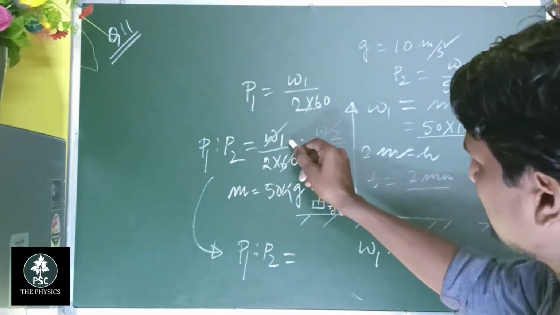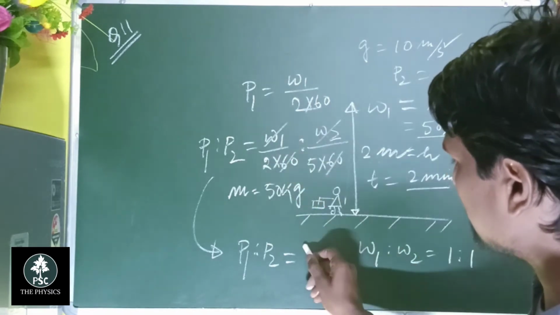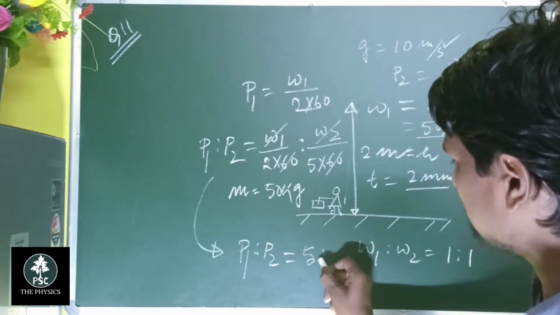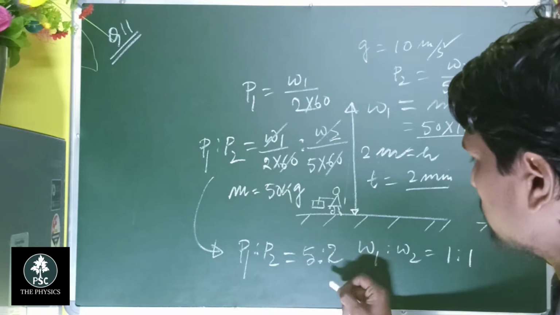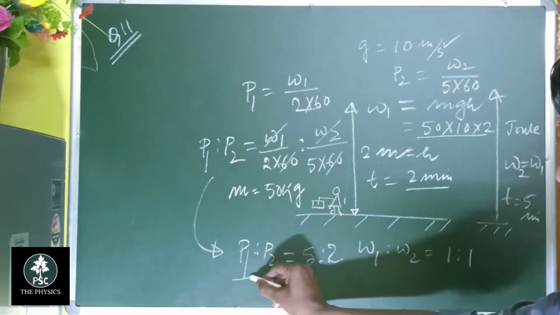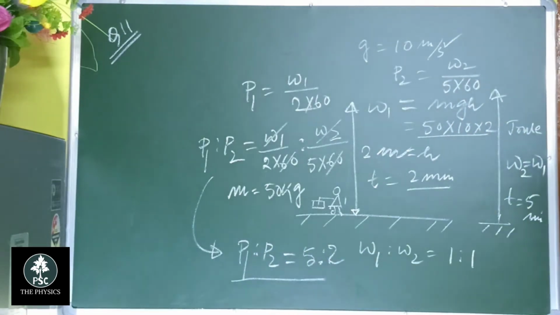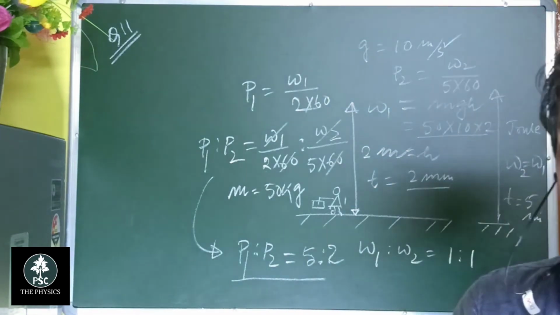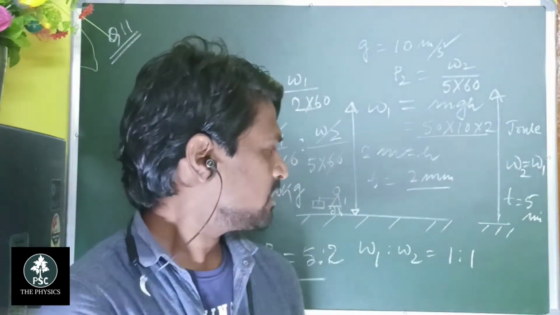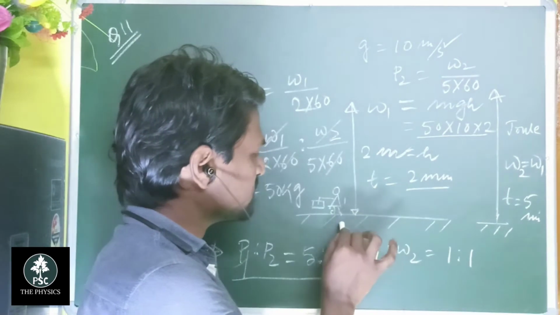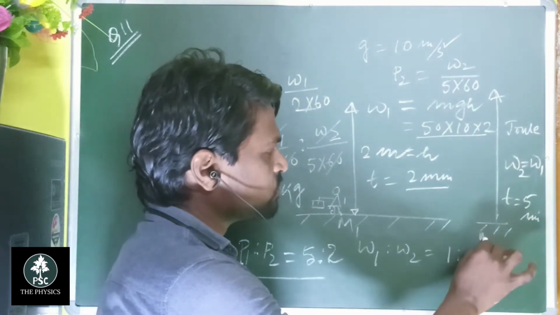So when we multiply this one by 10, 2 fives are 10, so it is 5, and 5 twos are 10, so this is 2. So the ratio is 5 is to 2. This is the ratio of the power. You have to compare the power of man 1 and man 2.